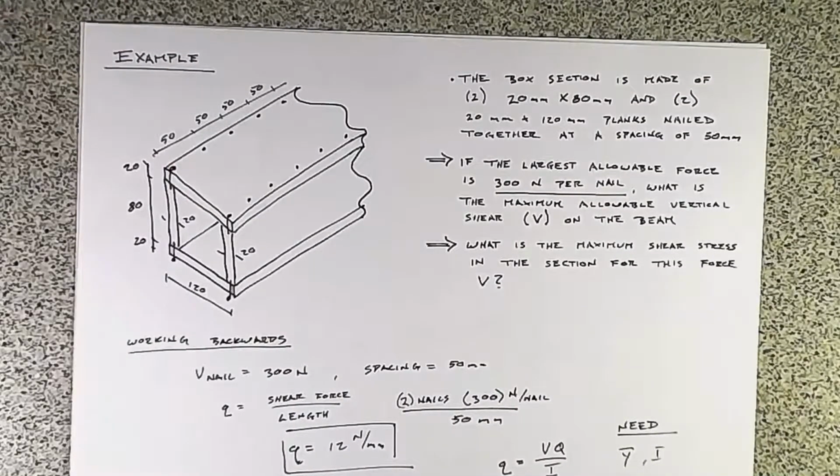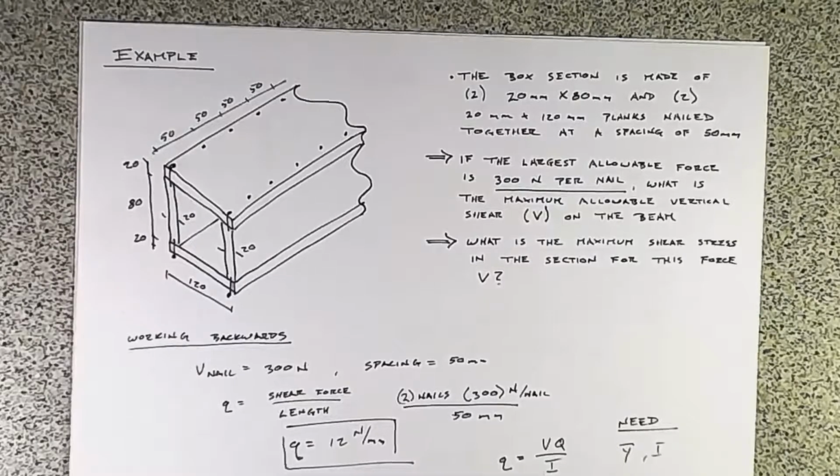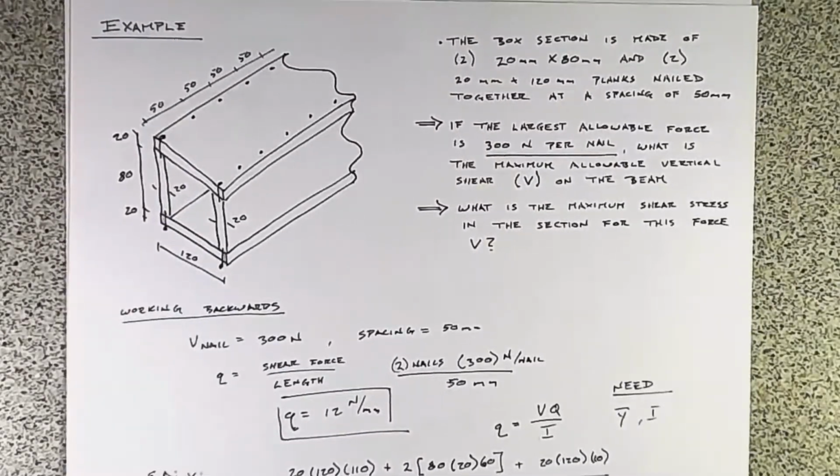Very similar to the previous example, slightly different. Again, we're using a box beam instead of an I-beam. The first example, we were given loads and we looked at, well, what the demands were on the nails. This one, we're sort of working backwards. So that's it for our examples on shear flow and calculating demands on nails in built-up sections.